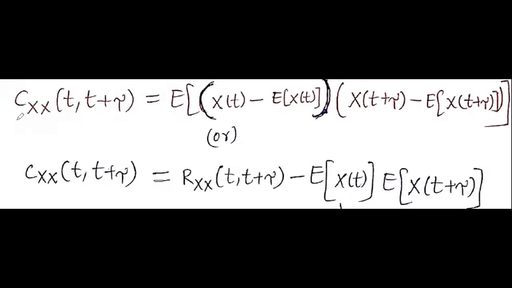This is the mathematical representation of the two random variables, X of t and X of t plus tau. It is also represented as Rxx of t comma t plus tau minus E of X of t times E of X of t plus tau. We know what Rxx and E mean, so there is no need to discuss them again and again.